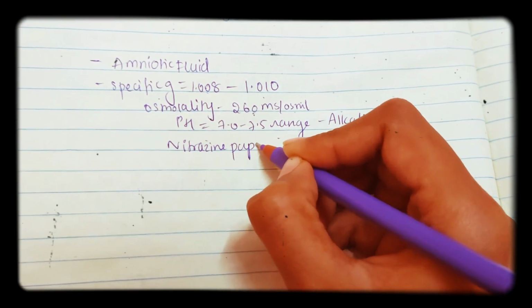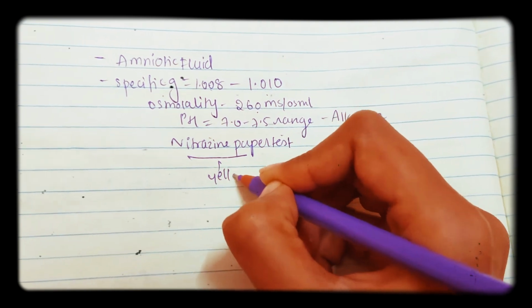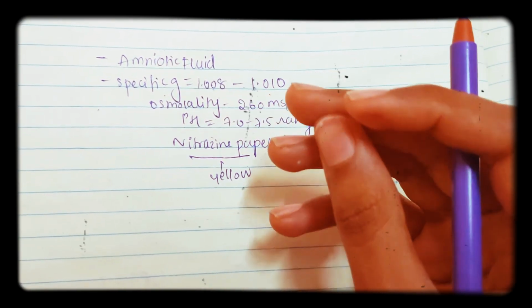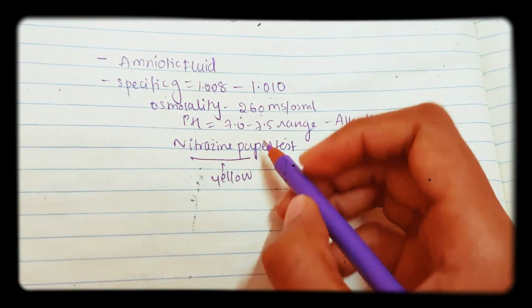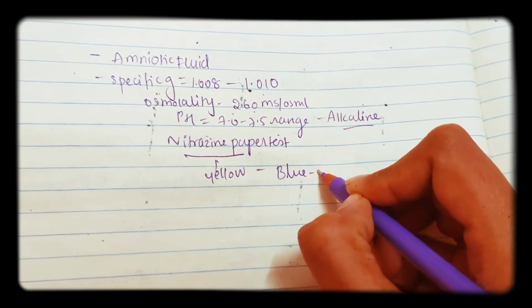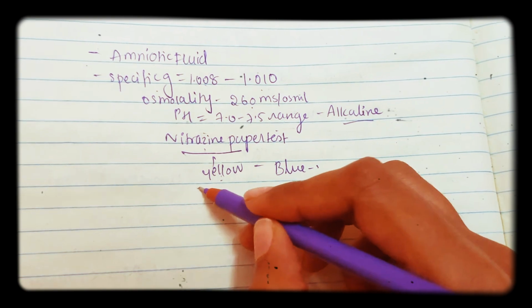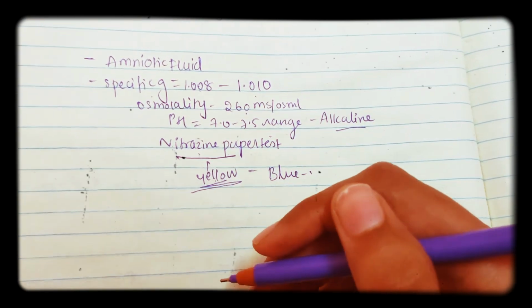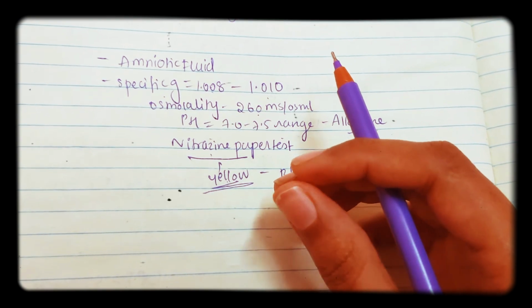So what is this Nitrazine paper test? Actually, this Nitrazine paper is yellow in color, and if you apply this Nitrazine paper to those secretions, and the paper turns blue, then it is alkaline, so it is amniotic fluid. And if the Nitrazine paper remains yellow, then it is an acidic vaginal secretion. So by means of this paper we can easily differentiate.